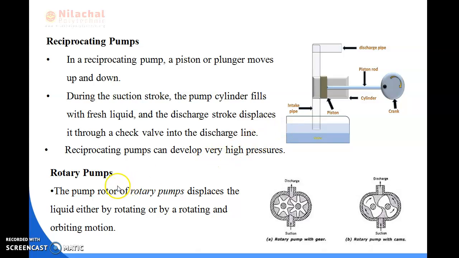Next we will be discussing rotary pumps. The pump rotor of the rotary pump displaces the liquid either by rotating or by rotating and orbiting motion. Here there are two types of rotary pumps. You can see the rotary pump with gears, this is the gear, and the rotary pump with cams, these are the cams. Here the water is inlet to the pump, and here the water is discharged. Here it is the same process.